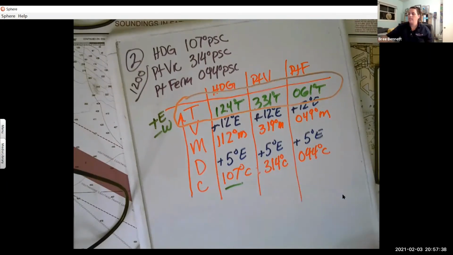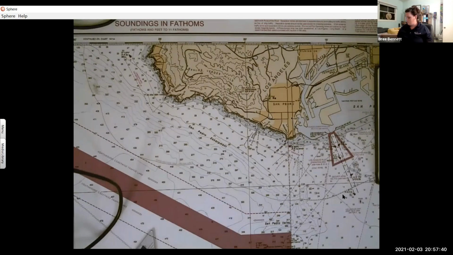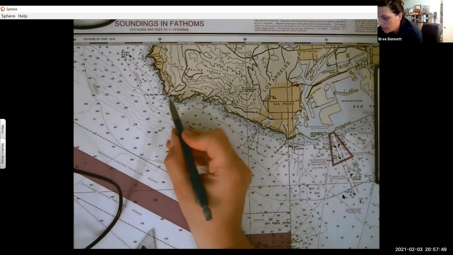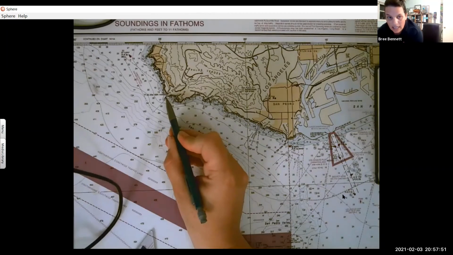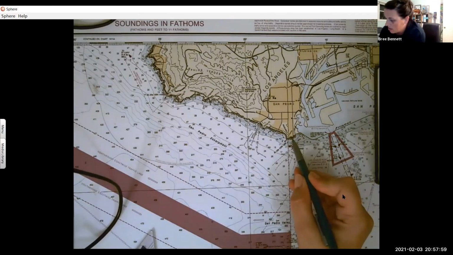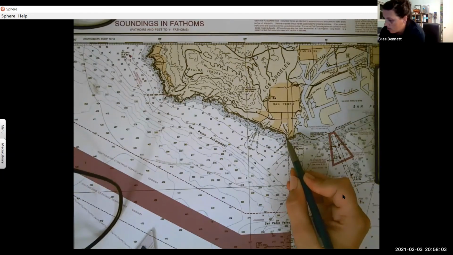So we need to find these. So both of these are going to be lights. So we're looking for Point Vicente light. So it's going to be that little dot there, Point Vicente. And then Point Fermin is down here. And Point Fermin light is going to be that guy right there.